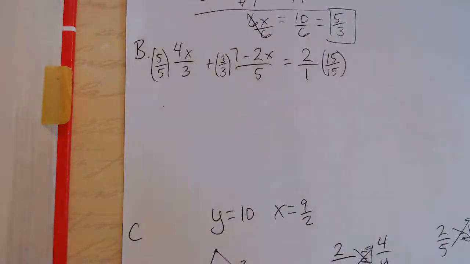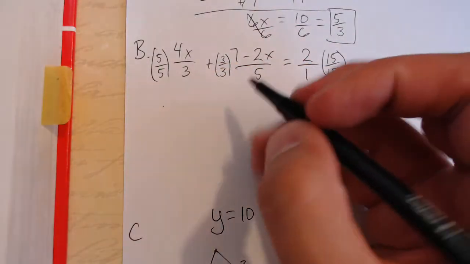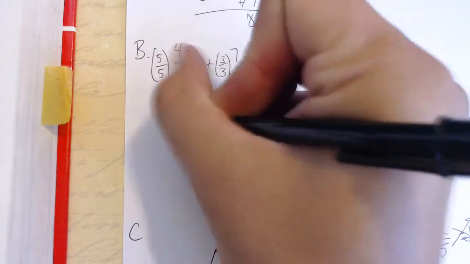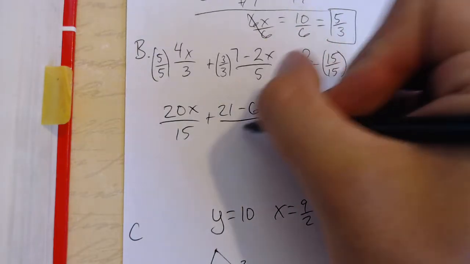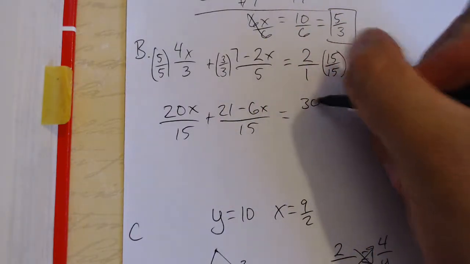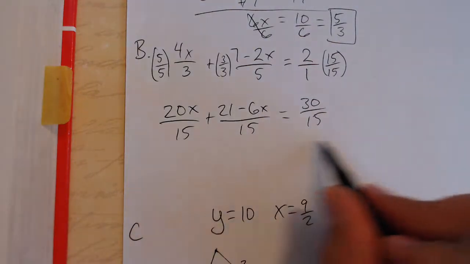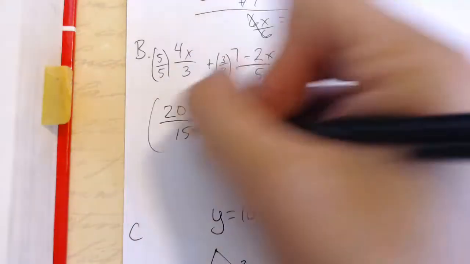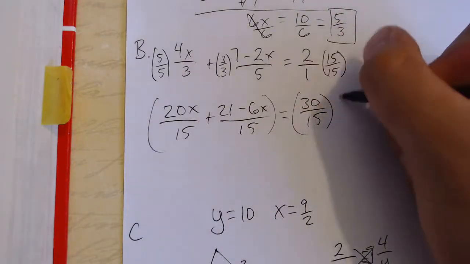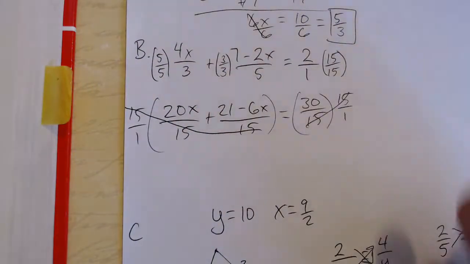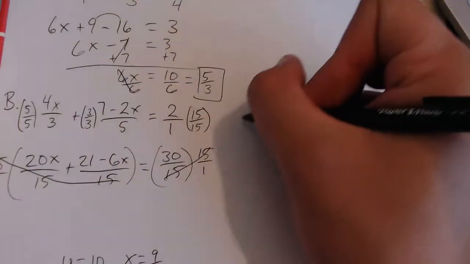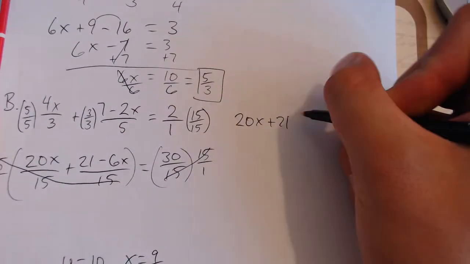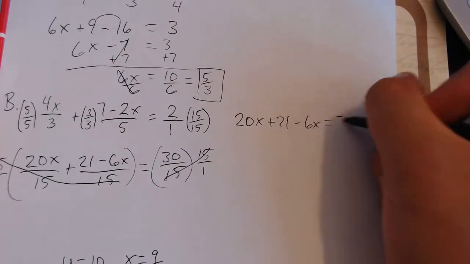4 by 15, etc. So when we go ahead and finish this off, what we end up getting is 20x over 15 plus 21 minus 6x over 15, which equals 30 over 15. Now once we have the common denominator on all terms, we'll just multiply by the reciprocal of that, multiply by 15 over 1 on each side, and then all the common denominators go away. So then we're left with a simpler equation. We're left with 20x plus 21 minus 6x equals 30.